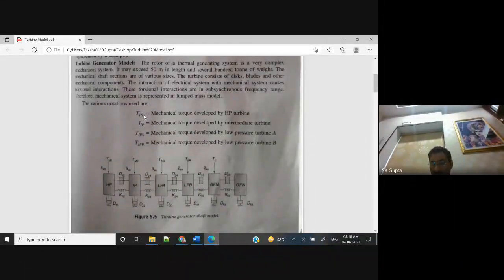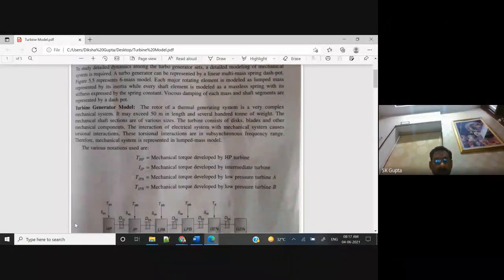If we look at such a representation, in fact our turbine is not a very small unit, it is a very big unit. Our whole generating system is very big and it may be as long as 50 meters. You can think what the length of the whole generating station is. It may weigh several hundred tons, lakhs of kgs. So it is not appropriate to consider this mechanical system as one unit.